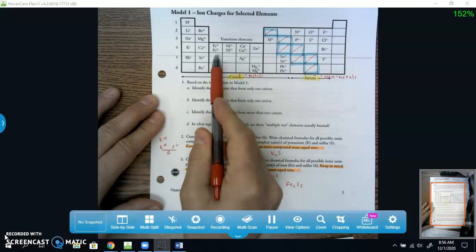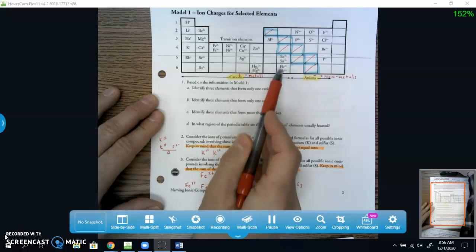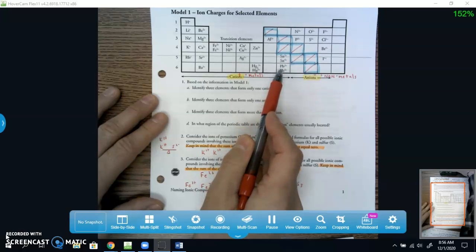And remember that iron can take 2 different charges right here. It's one of those unusual transition metals. And some of these right over here, they also like to take multiple charges.